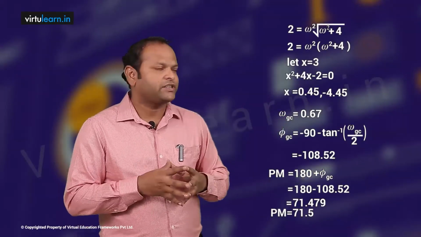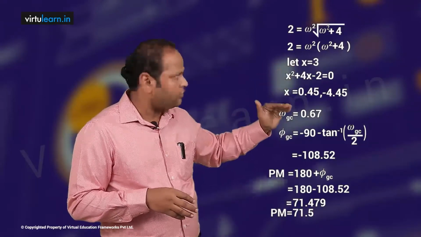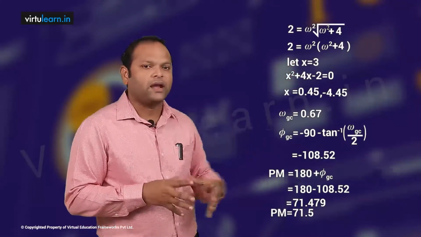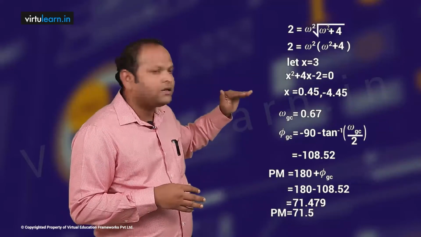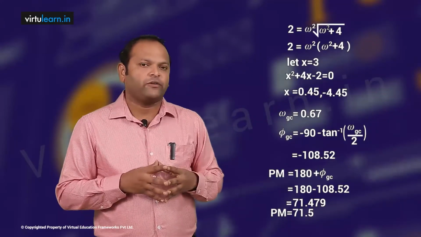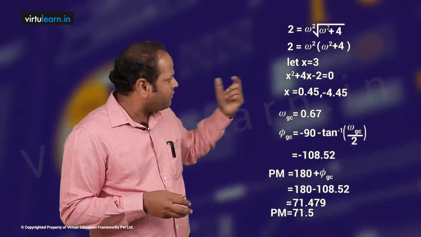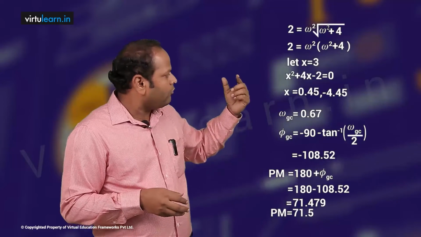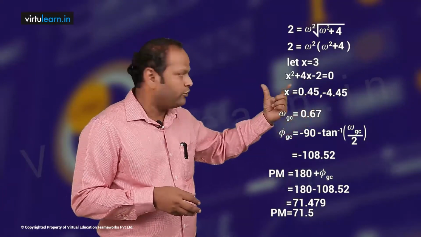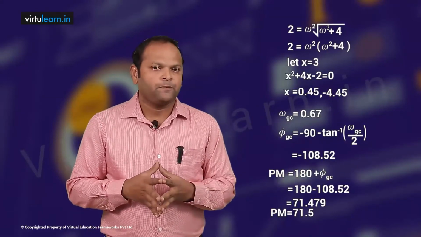The phase angle is minus 90 minus tan inverse omega by 2. In place of omega, substitute omega gc. Then we will get the phi gc value, that is around minus 108.52. So phi gc is available. The phase margin is very simple: 180 plus phi gc. If you do that, you will get a phase margin of around 71.5 degrees.